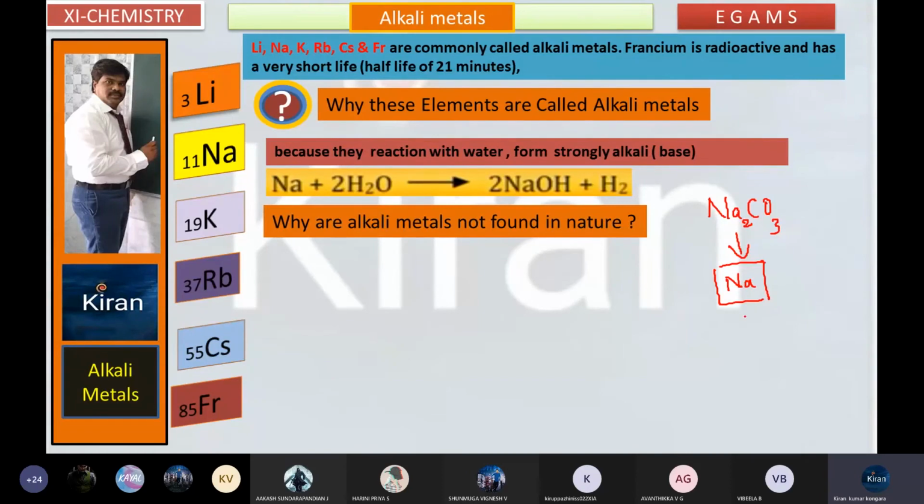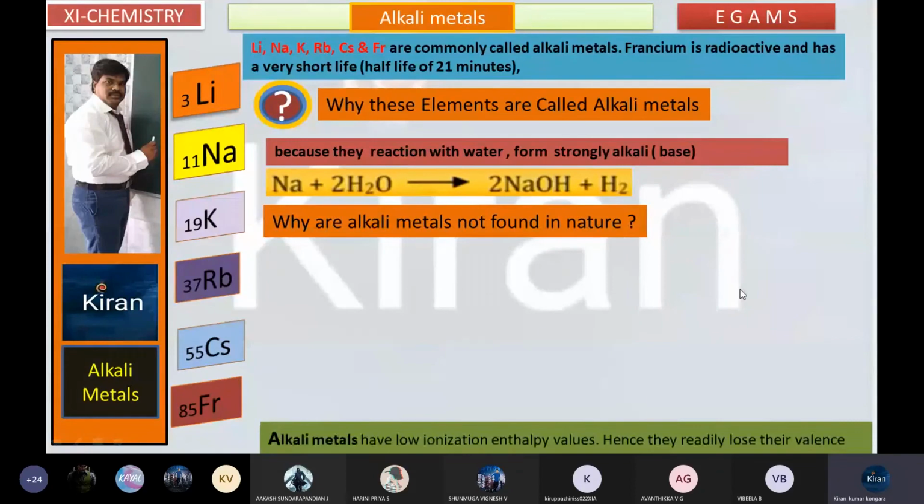Or when you want to get sodium, either from sodium chloride or from sodium sulfate. Like this, sodium will not be found individually. Not only sodium, all the metals. That is the reason our alkali metals are not found in nature. It means they are more reactive. When you place it in atmospheric air, it readily reacts with oxygen to form sodium oxide. It won't be stable individually. That is the reason these metals are stored in kerosene.